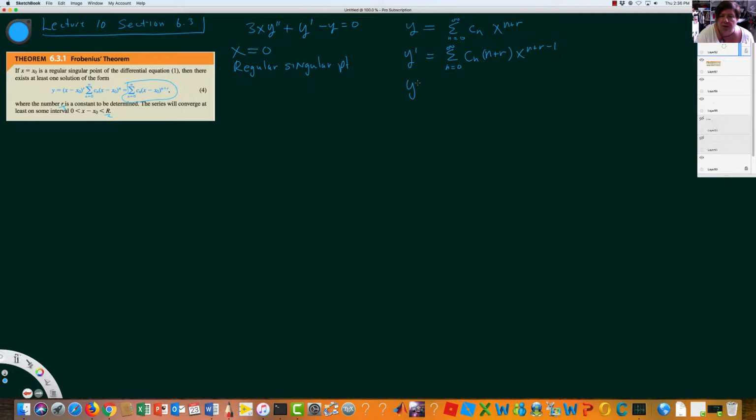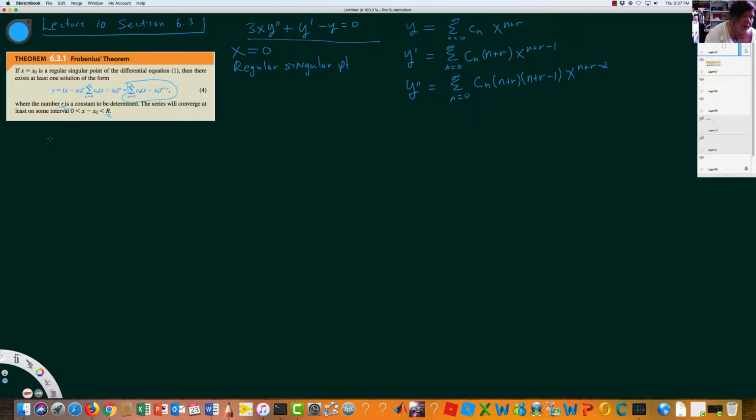So y double prime is equal to the sum from n equals 0 to infinity of Cn times n plus r, times n plus r minus 1, times x to the n plus r minus 2. Again, this is not 0 when n equals 0, and not 0 when n equals 1, so I'm not going to change where I'm starting from. Okay, so then we're going to substitute into our equation here.